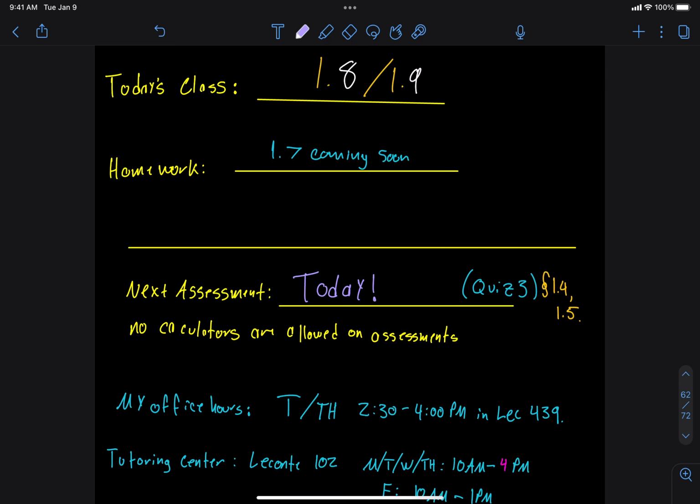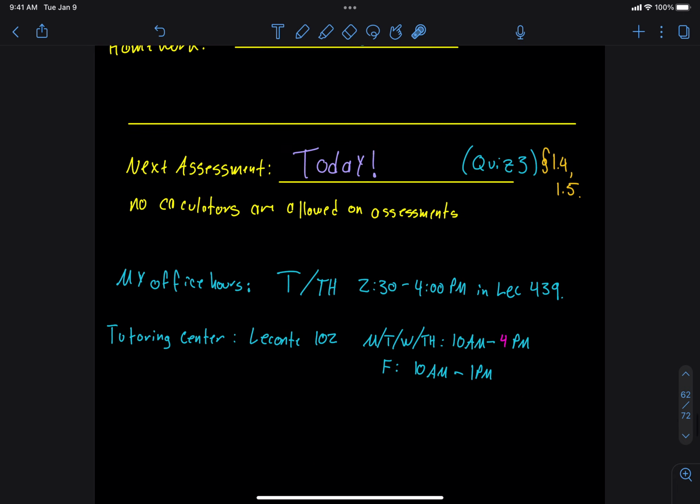So today we are going to talk over sections 1.8 and 1.9. And as far as homework goes, I'm going to post a homework assignment today for 1.7. That'll be due on Sunday, I think. And then probably there will be a 1.8 homework and 1.9 homework coming sometime after that, which maybe will be due on like Monday or Tuesday or something like that. I don't need to talk about the next assessment because we just took the next assessment. So I'll tell you when the next one is next time.